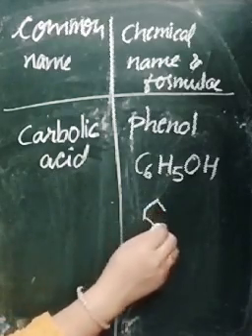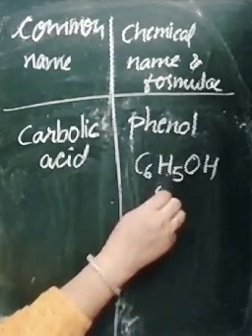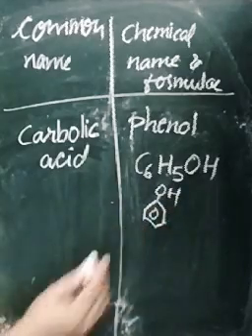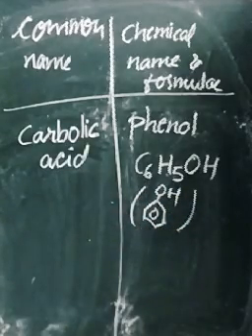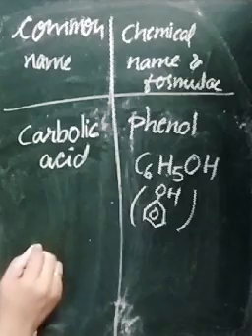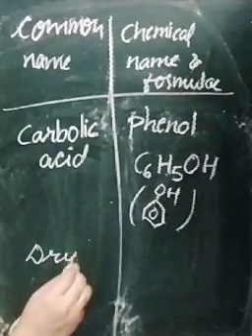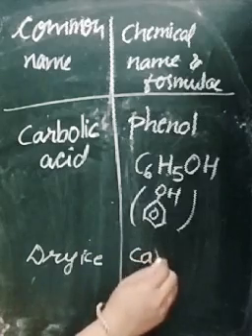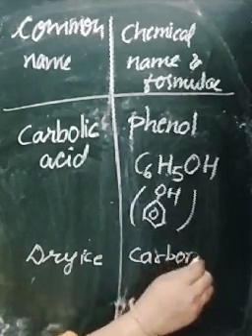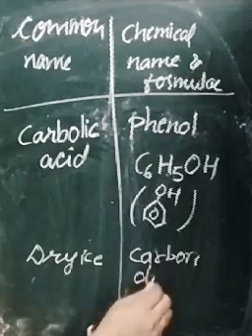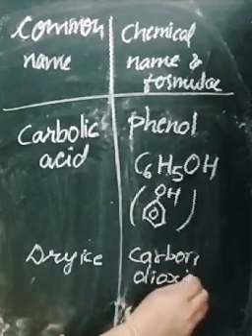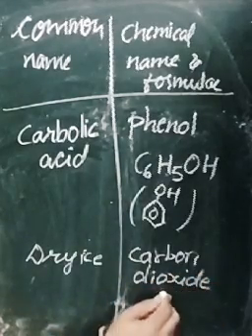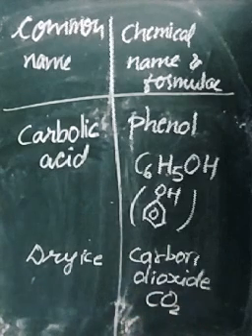This can also be represented like this. Like dry ice, the common name is dry ice. Solid carbon dioxide is dry ice. So its chemical name is carbon dioxide in solid form. So the formula is CO2.